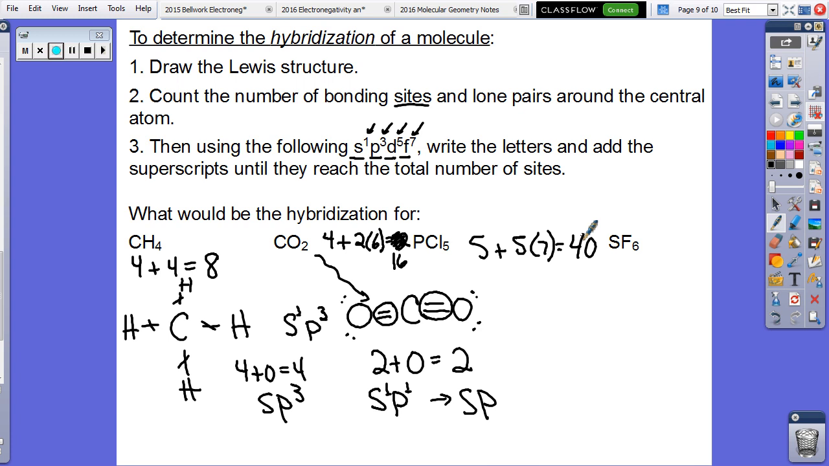And I need to figure out what's going to go in the middle of my picture. Phosphorus is the least electronegative. It's to the left of chlorine. I'm going to put it in the middle. Okay, and I'm going to attach my chlorine. Okay, 1, 2, 3, 4, 5. I'm going to make sure that everything has an octet.